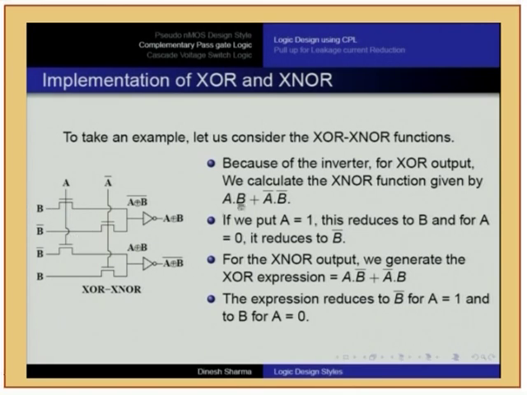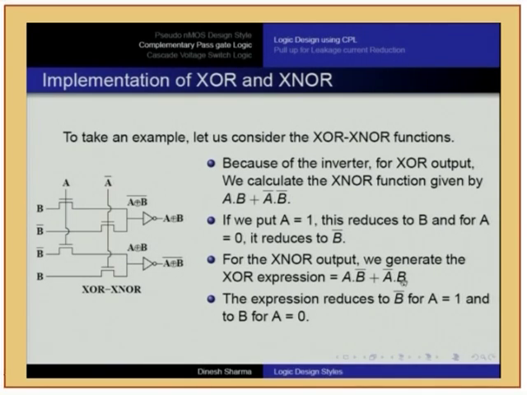Now, if you put A equal to 0, that is when this switch will be selected, because A bar will be 1. So put A equal to 0, what do you get? This term becomes 0 and you get B bar. So you put B bar here. Similarly, this is eventually XNOR. This is an inverter, therefore this must be an XOR.